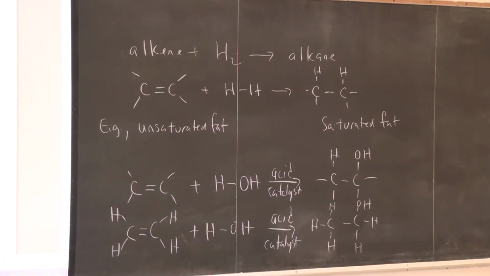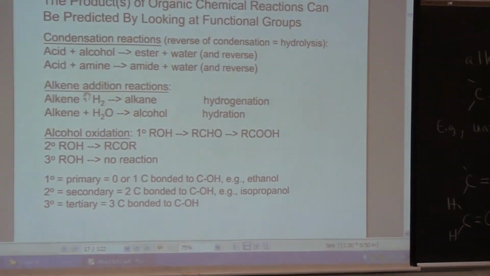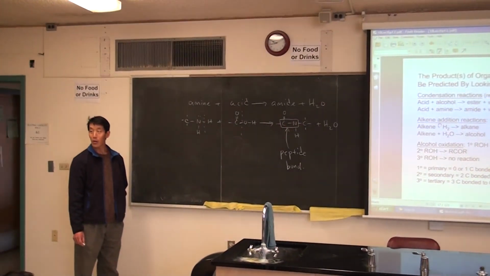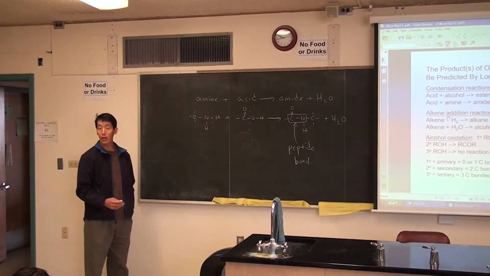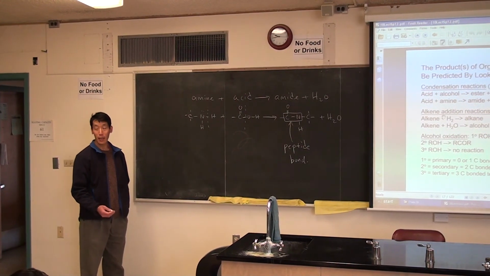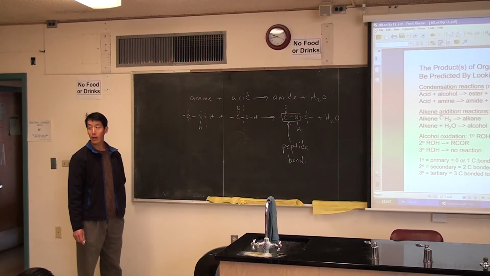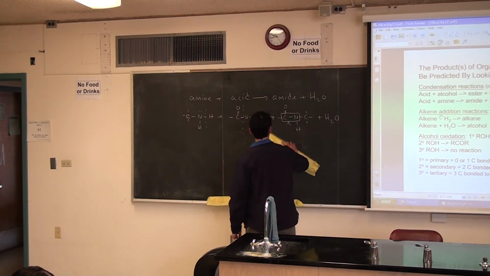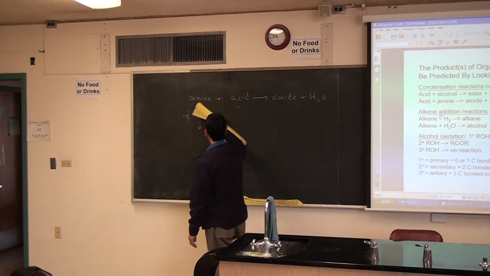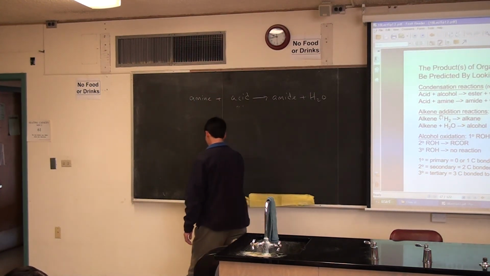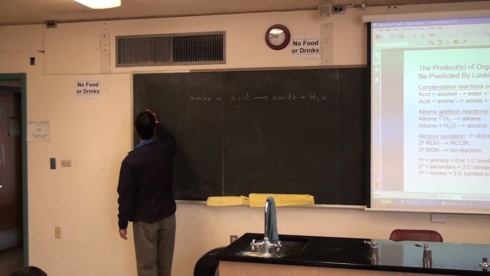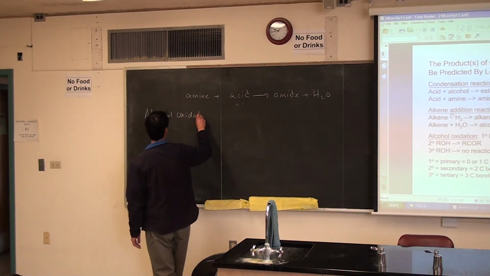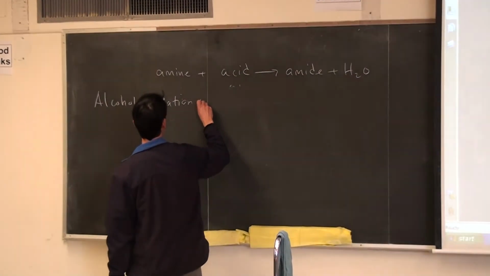Now in chemistry, we talk about oxidation and reduction. And what is the definition of oxidation? When something loses electrons. And then reduction is when something gains electrons. Okay, so we're going to look at this oxidation reaction. Okay, so we're going to look at the alcohol oxidation reactions.